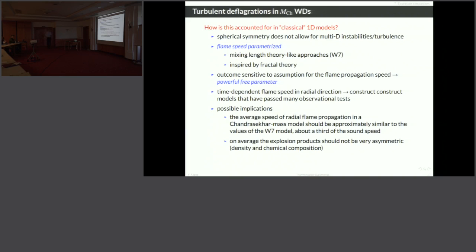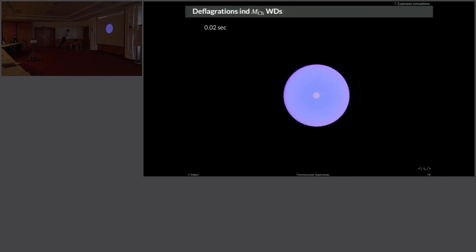So what does it mean? Well, these models are still quite successful in reproducing the observables. So therefore, possible implications for multi-D models are that the average radial flame propagation velocity in a Chandrasekhar-mass model should be approximately similar to the values that you find, for instance, in the W7 model, which is about a third of sound speed. And the other implication is that even with the multidimensional effects, on average, the explosion products should not be very asymmetric, and that applies to density and composition.